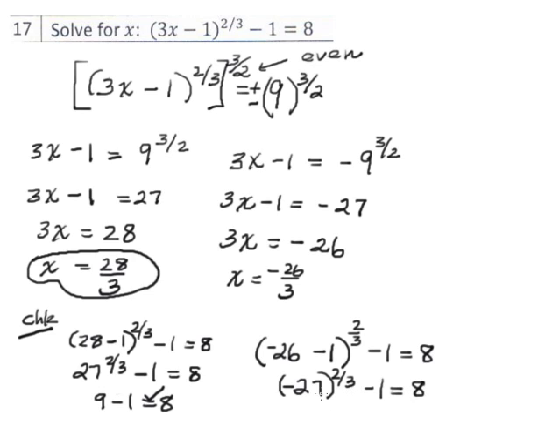And we have the cubed root of minus 27 is minus 3. Minus 3 squared is 9. So again, we have 9 minus 1 equal to 8. All right, so this is another valid solution. So we have 2 valid solutions.